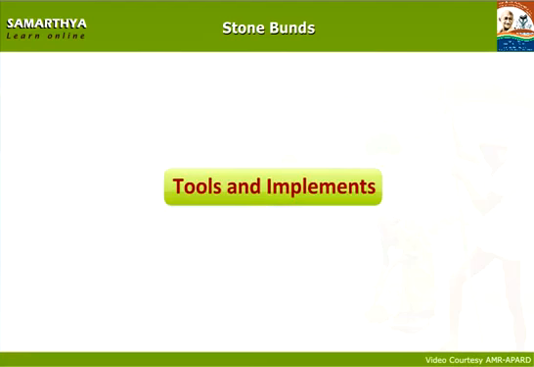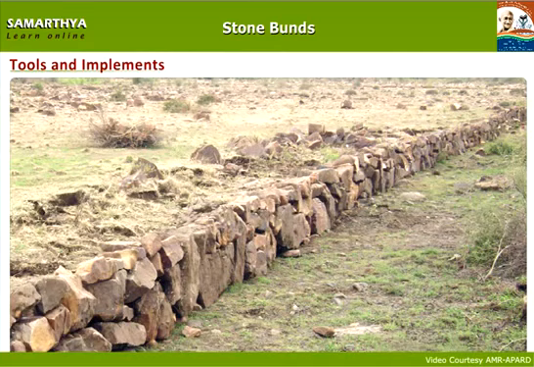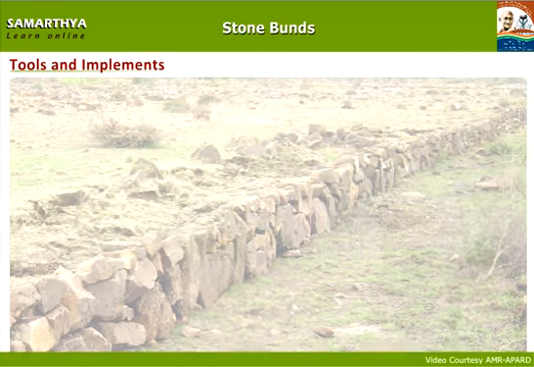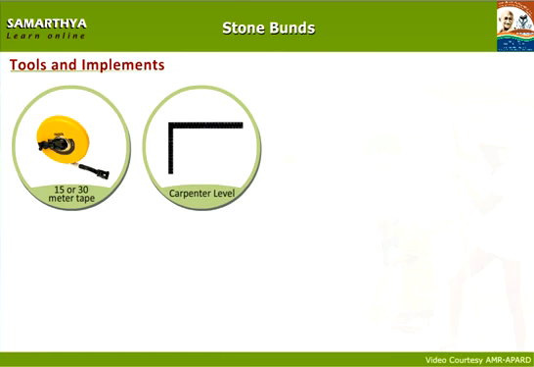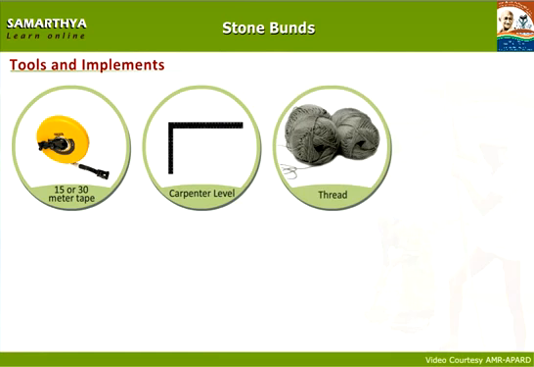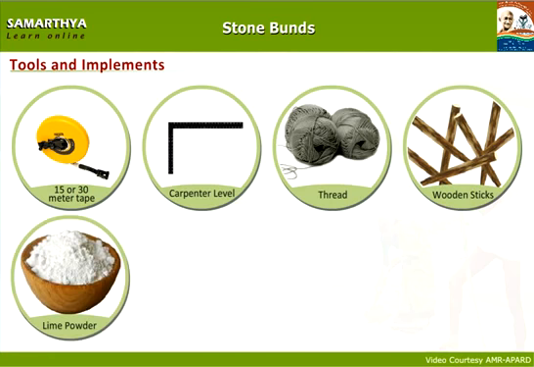Implements and tools used for the construction of stone bunds. We use the following for marking stone bunds: 15 or 30 meter tape, carpenter level, thread, wooden sticks, lime powder. We need the following implements for construction of stone bunds.